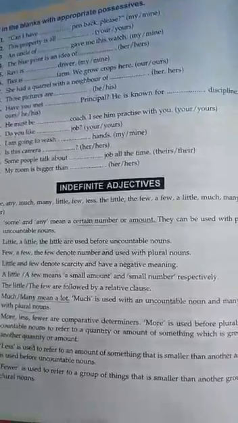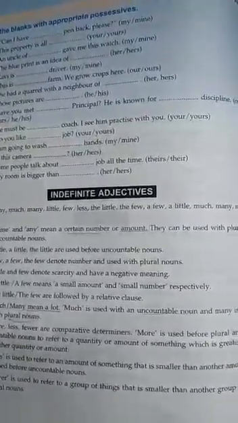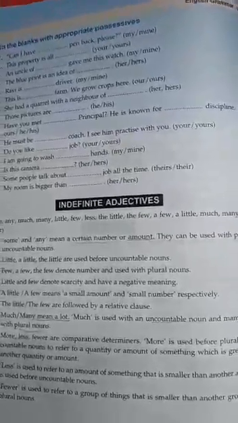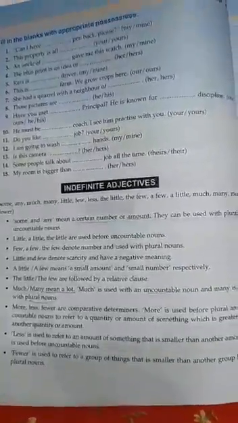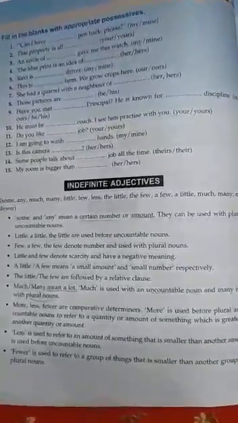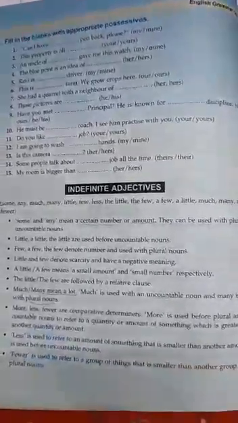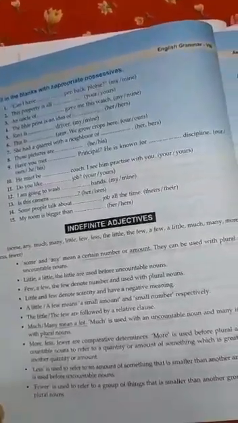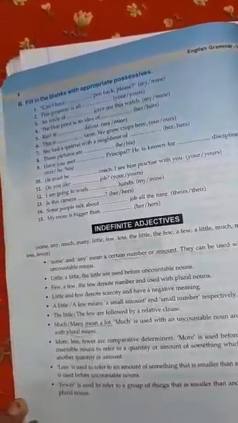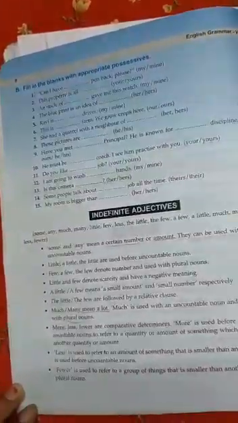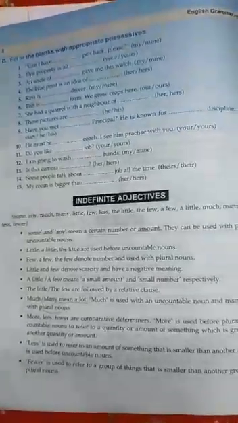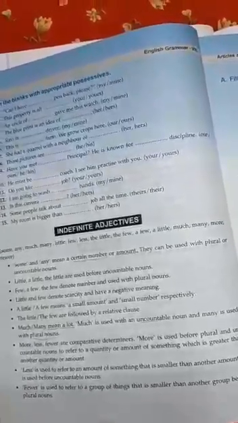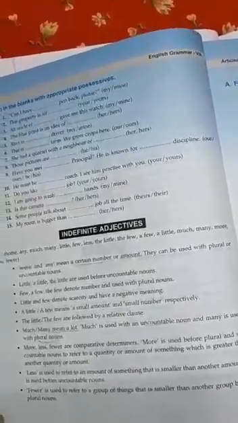For example, if we say they want more players like him, here we have used more without the word than. The last two kinds of indefinite adjectives are less and fewer. Now, less is used to refer to an amount of something that is smaller than another amount. It is used before uncountable nouns. And fewer is used to refer to a group of things that is smaller than another group, before plural nouns.